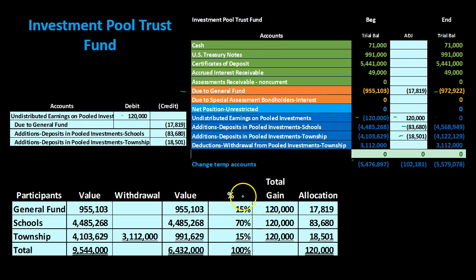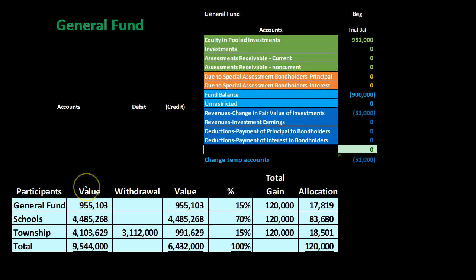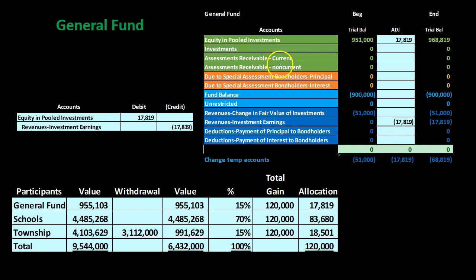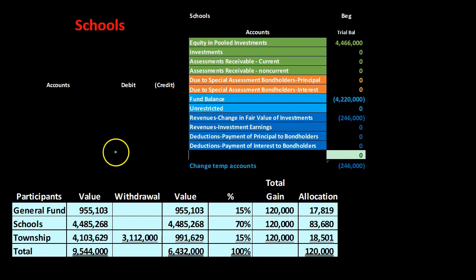Okay, so now let's take a look going from the investment pool and go to the trust fund or the general fund. So now we're going to go over to the general fund. We're going to record the increase in value here. So we have the 17,819. We're going to say, okay, the equity in pooled investments is going to increase by that amount. That's going to be allocated out, and the other side going then to revenue for the investment earnings. So we're saying that the equity in the investment is increasing, the other side going into a revenue for the investment earnings. What about the schools?